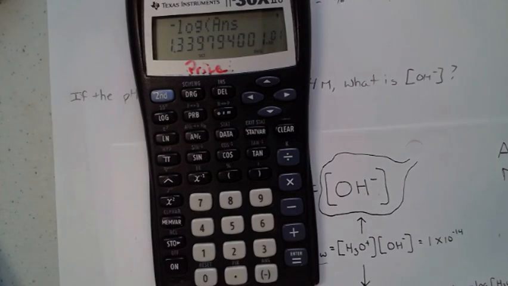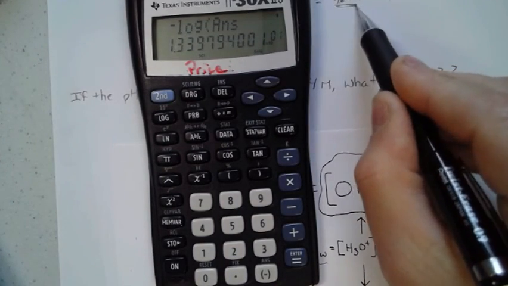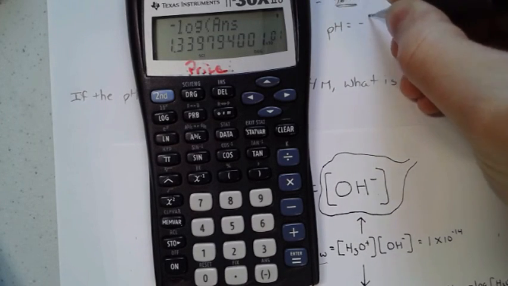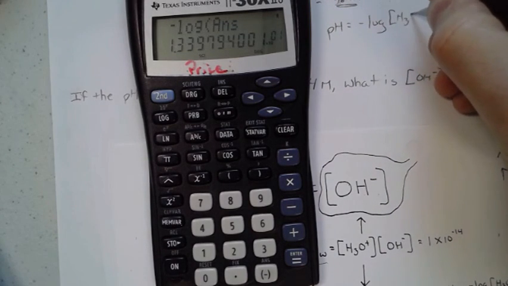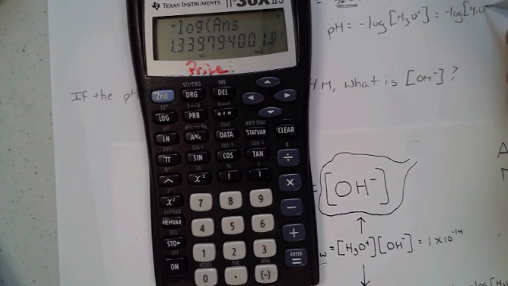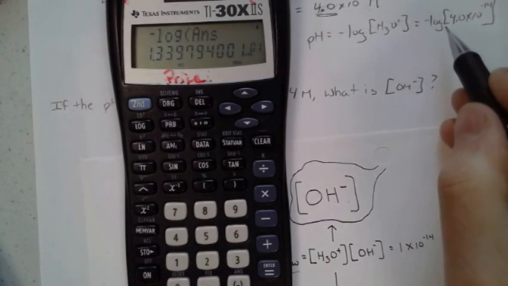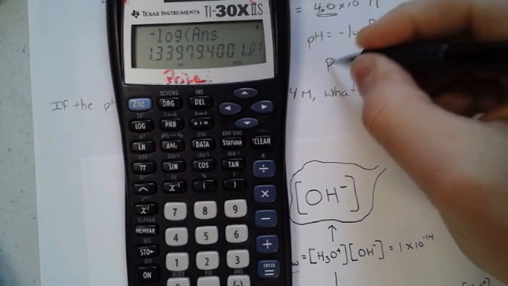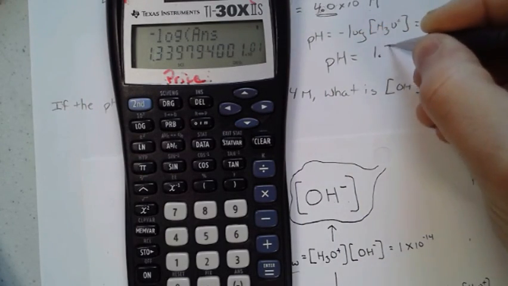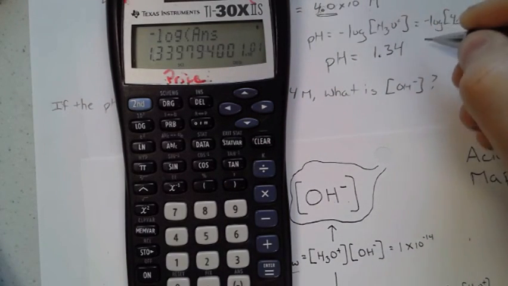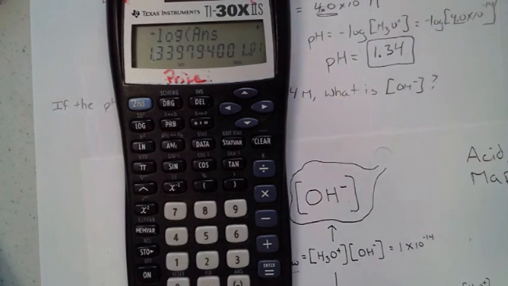I push equals. Now, since this question has two significant figures, the pH, again, is equal to the negative log of the concentration of H3O, which is the negative log of 4.0 times 10 negative 14. And therefore, since that has two digits, I need to go two places past the decimal. So the pH is equal to 1.3, and since that's a 9 after the second 3, I round it off, 1.34. And there's my answer.